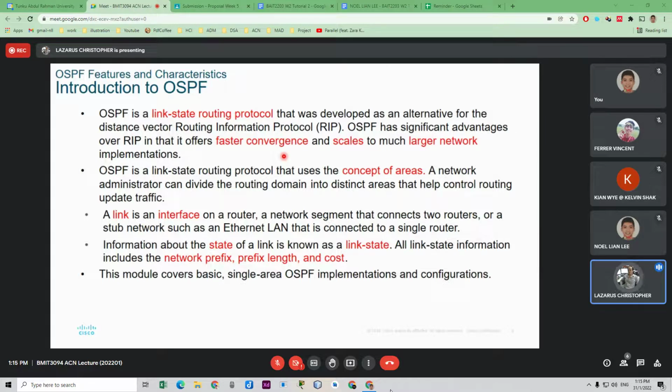So what do we mean by link state? A link basically is an interface, okay? The interface on your router, right? So a network segment connects two routers. So let's say a router connects to another router. The link between the two routers is actually one segment, and the segment could be just a link between two routers or part of a network, I mean a network with hosts, right?